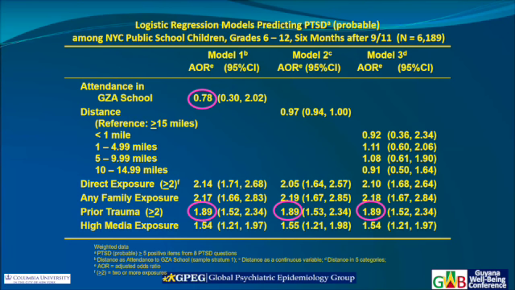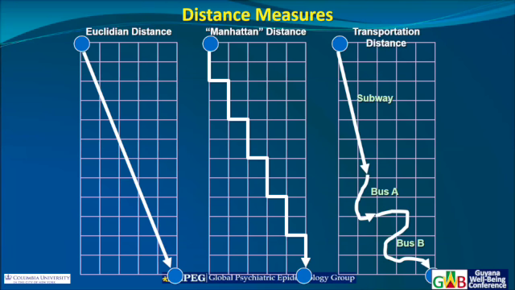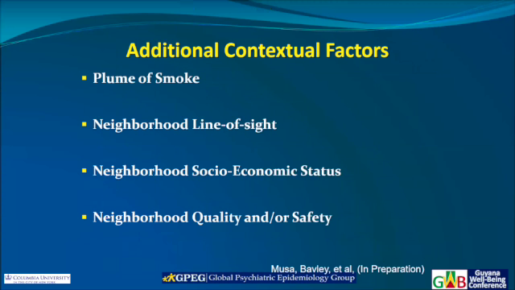So what else could it be? Well, maybe it's the way we're measuring distance. Maybe Euclidean distance, or straight line distance, was used. Maybe we should be using Manhattan distance or even transportation distance to see if there's an effect. When we check the other types of distances, again, there was no difference. So what else could it be?